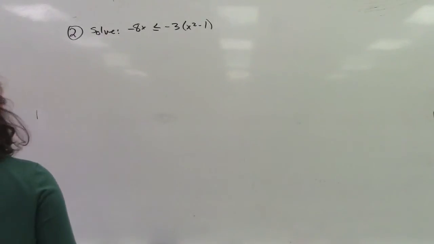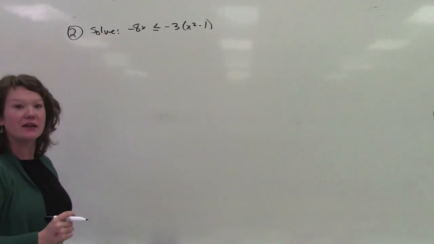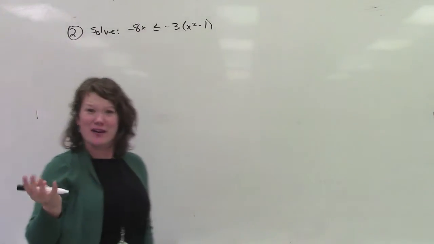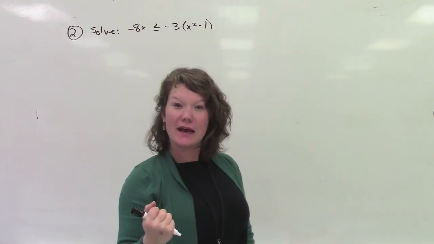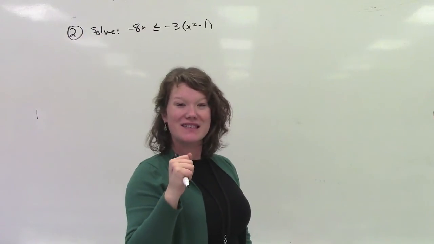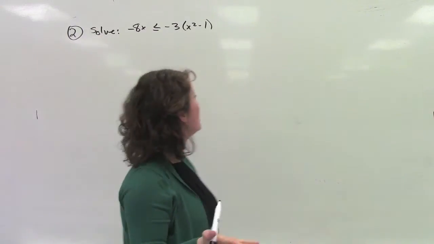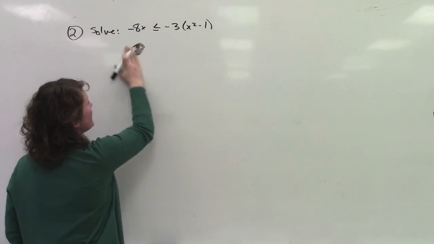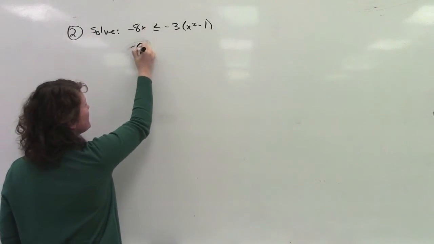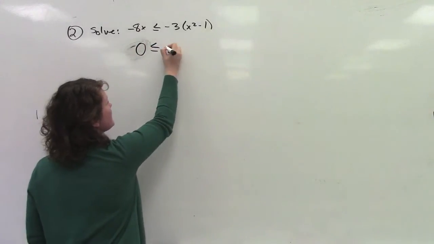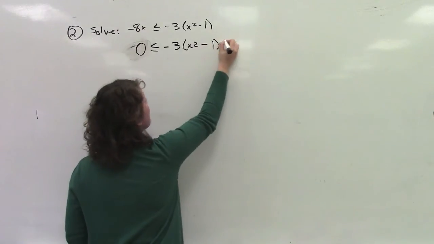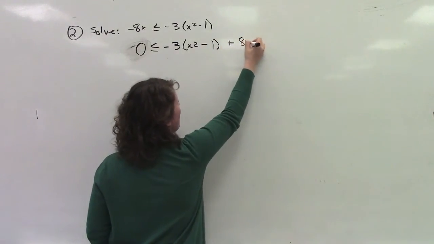Alright, so this is going to be the second and final example. First things first, when we look at this, we're like, oh, there are numbery bits on both sides. We need to get this into quadratic general form. So one side has to equal 0. I'm going to add 8x to both sides. So we say 0 is less than or equal to negative 3x squared minus 1 plus 8x.